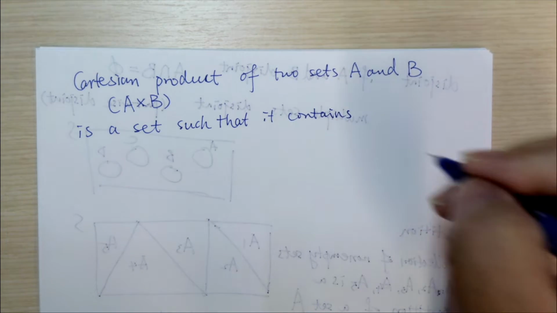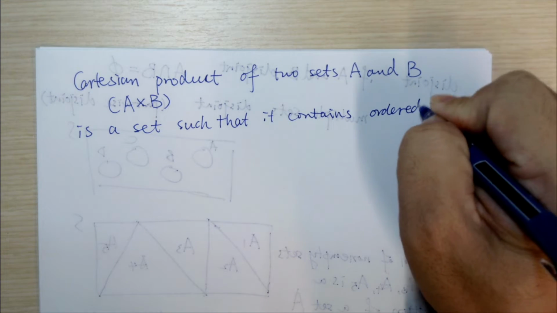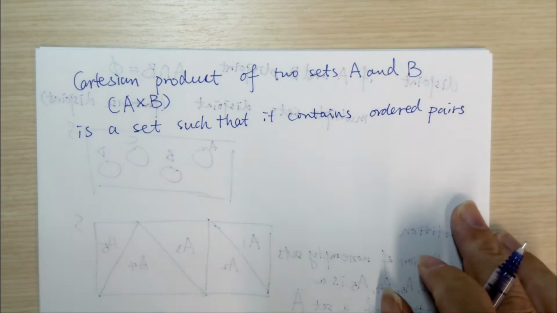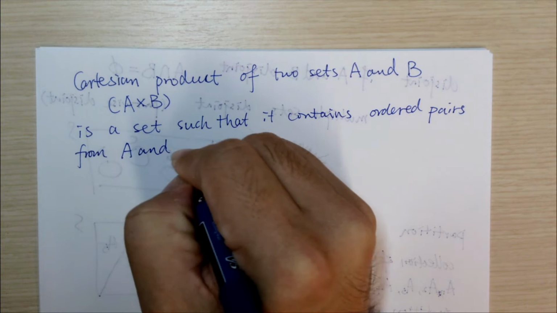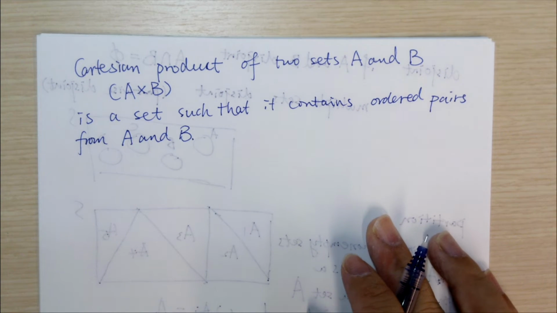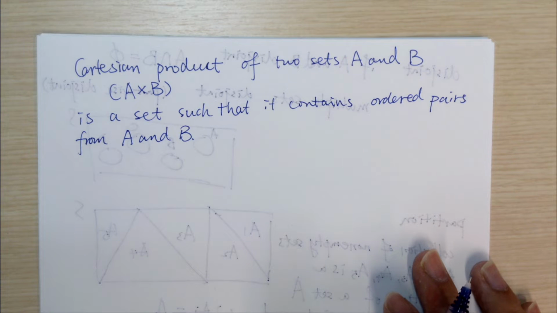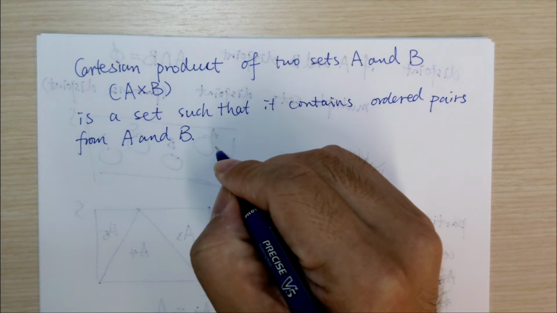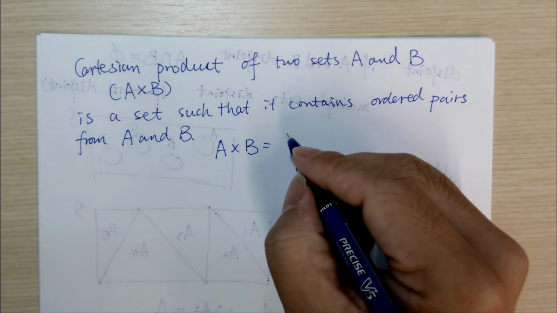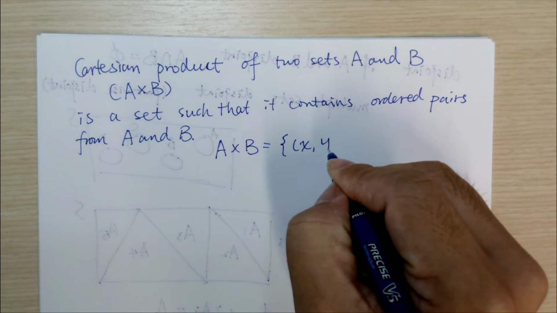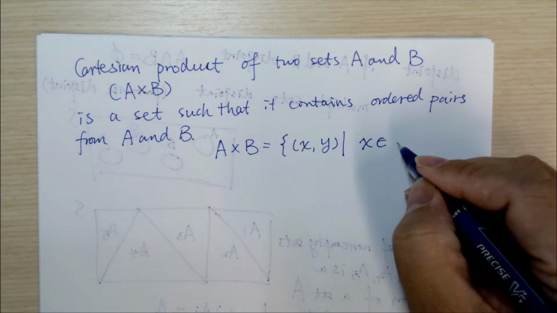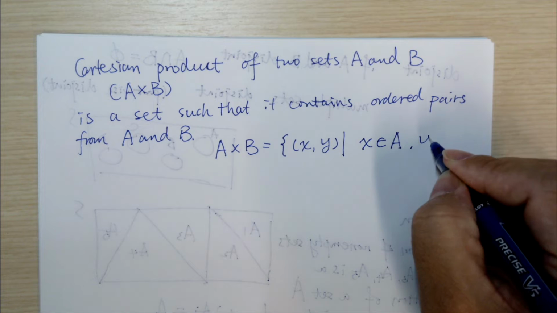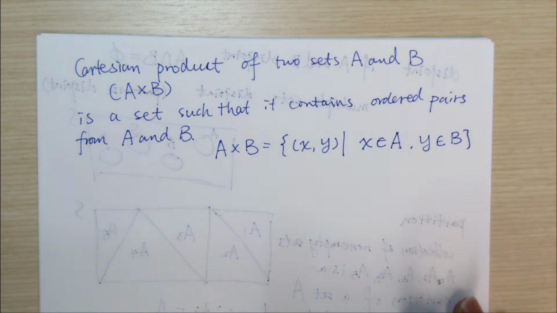the ordered, this is very important, ordered pairs from A and B. You can describe it this way: it's going to be an ordered pair, right? If we denote it as xy, such that x is an element of A, and y is an element of B.